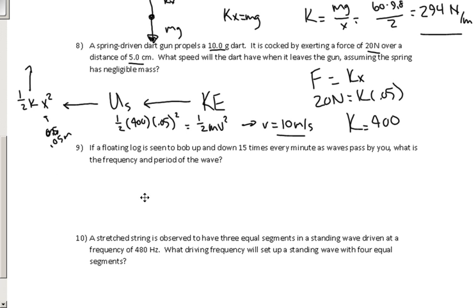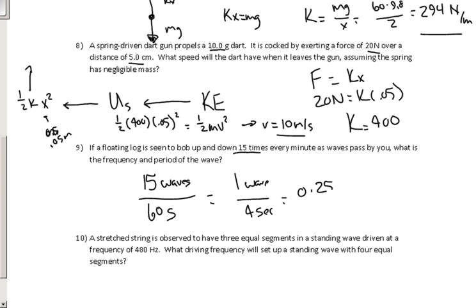Question 9, our floating log is seen to bob up and down 15 times every minute. So that means that we have 15 waves in 60 seconds, which gives us 1 wave per 4 seconds, which is 0.25 hertz. And our frequency is equal to 1 over our period. So if we invert our frequency, we get our period, which means our period is equal to 4 seconds.